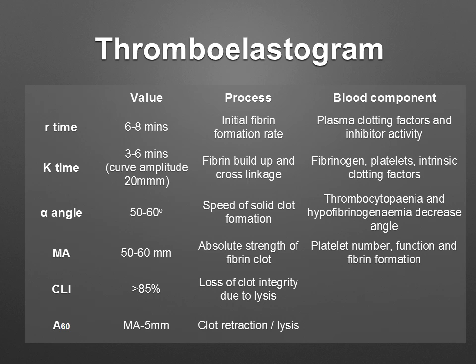We look at the MA, which is the maximal amplitude, and this is dependent on the strength of the fibrin clot, which is going to be assessed by platelet numbers as well as fibrin function and formation. And then we can look at the CLI and the A60, which are estimates of how the clot integrity lyses and how we get clot retraction.